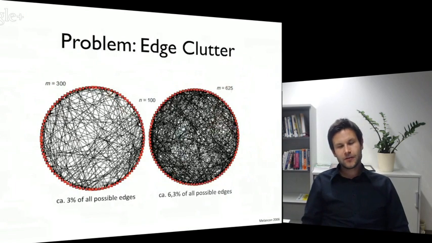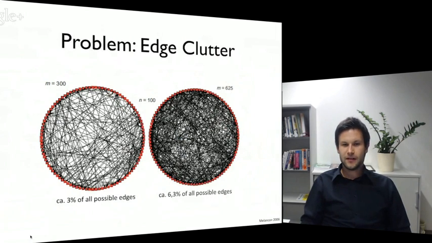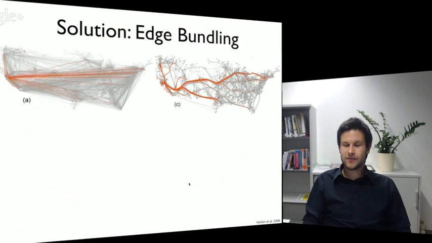Okay, if we have a lot of nodes, then we somehow need to deal with edge clutter. Edge clutter is if we have this radial layout and we add many nodes, many edges. If we have 100 nodes and we only show 6.3% of all possible edges, it's almost black already. But there are really cool ways to actually fix this. And one approach is edge bundling.